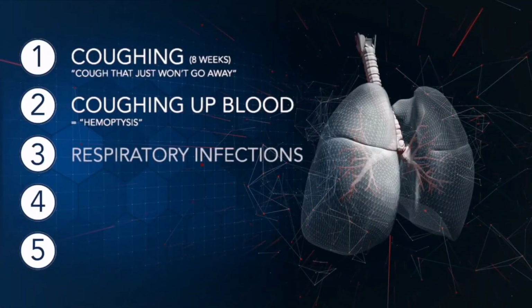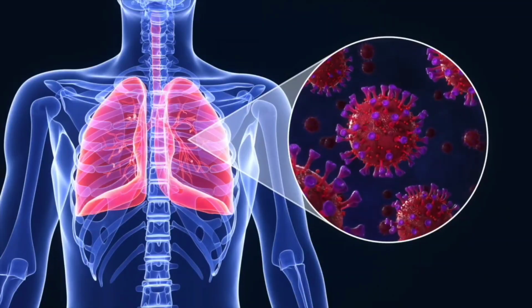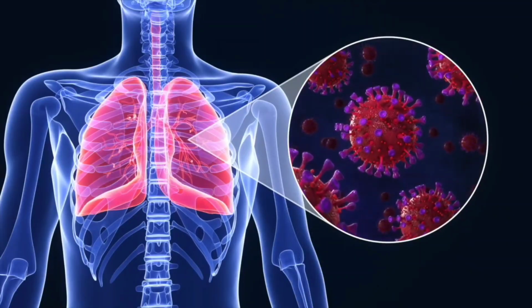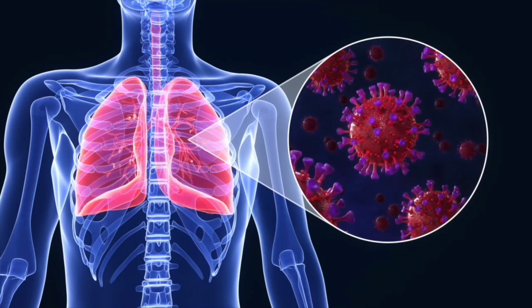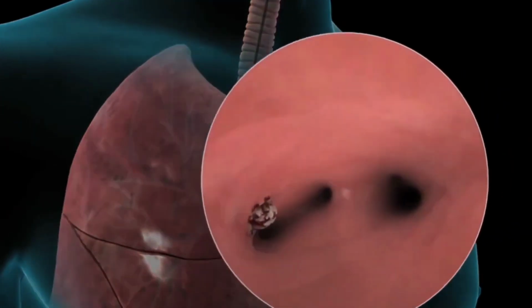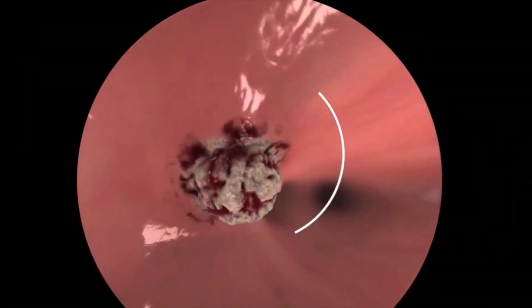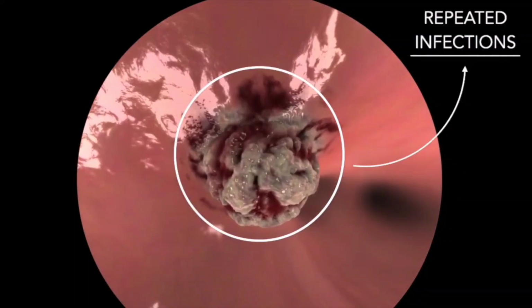3. Respiratory infections. Many people diagnosed with lung cancer say that their symptoms were first dismissed by themselves, or even their healthcare providers, as being due to a respiratory infection alone. But when lung tumors grow near the airways, they can cause an obstruction that raises the risk of these infections. Repeated infections such as pneumonia and bronchitis are, in fact, common before lung cancer is diagnosed.